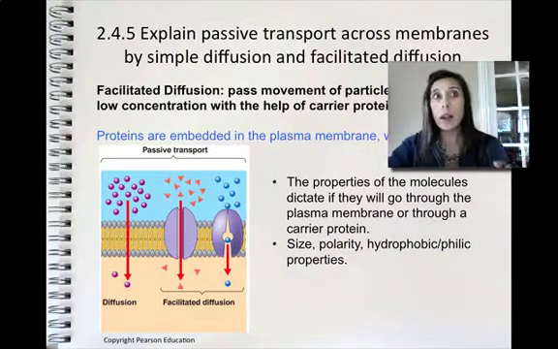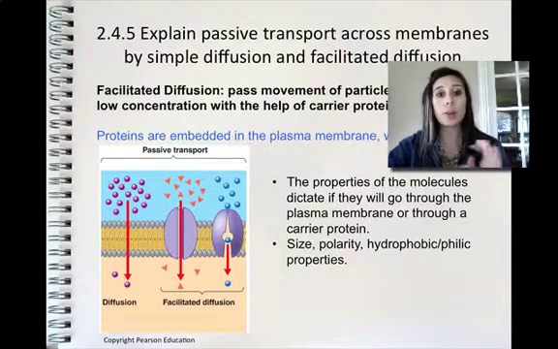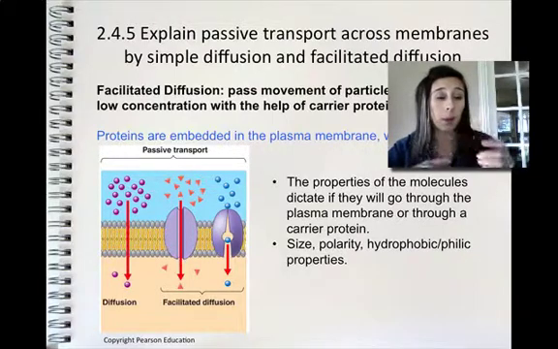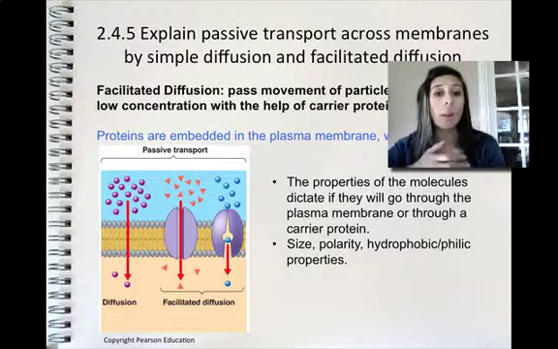A lot of the insides of our protein carriers or protein channels are typically polar. And if another molecule is polar, and so is the inside lining of that protein channel, it will actually be attracted to go through.